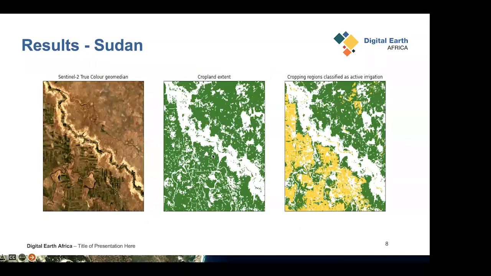Then from there, what you can see is just the end results. The first one is the true color median of the area that we are working on. As you can see, the top section is more dry land, and the bottom section is cropland areas. So using the system, you're able to classify that on the left side of the land area, it's mostly irrigated areas, and on the right-hand side, some areas are irrigated and other areas are not irrigated. So it gives you a clear idea to identify the areas that are being irrigated.